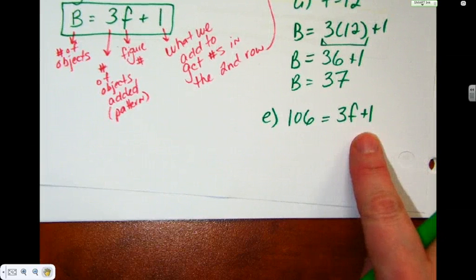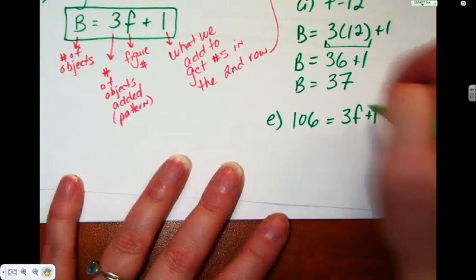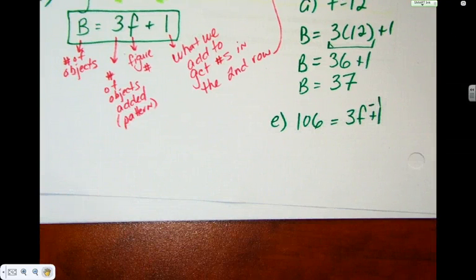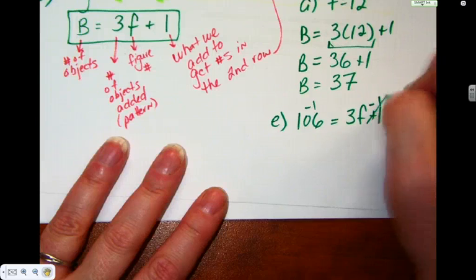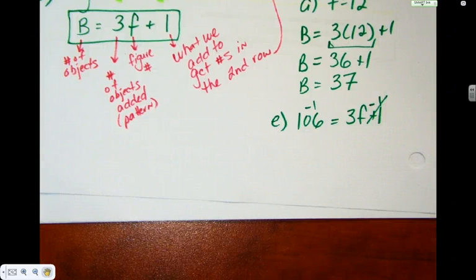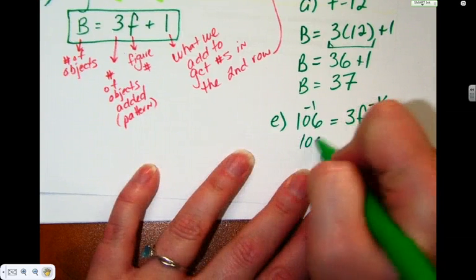What's the opposite of adding 1? How do I get rid of it? I subtract 1. And if I do it to one side, I got to do it to the other side to balance it out. So what's 106 minus 1? 105.